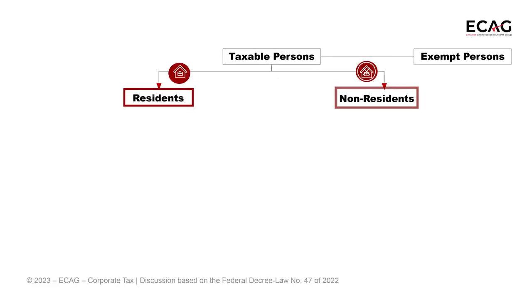There are two categories of persons under the UAE corporate tax. The first category is taxable person and the other category is exempt person. UAE corporate tax will not be applicable for exempt persons. In the case of taxable persons, there are mainly two categories: resident as well as non-resident. Tax will be applicable for both resident as well as non-resident persons.